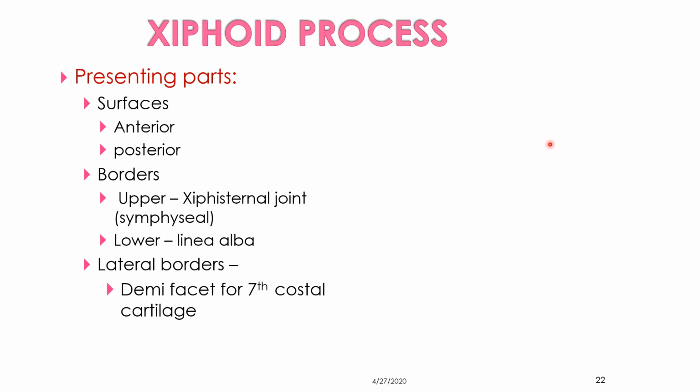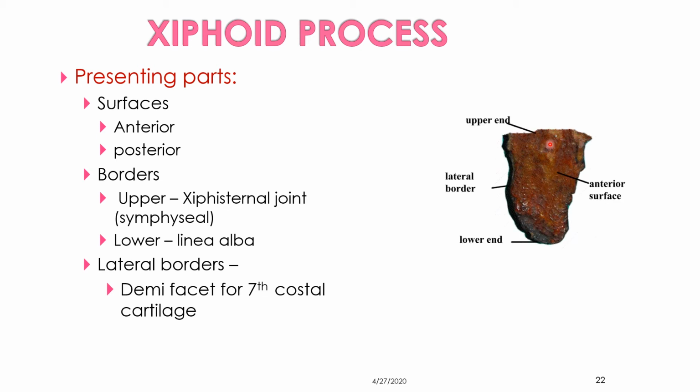What are the presenting parts? It also has two surfaces, the upper border, the lower border and two lateral borders. The anterior surface and posterior surface are the two surfaces. The upper border forms the xiphisternal joint, which is a symphysial joint, and the lower end gives attachment to the linea alba, which is formed by fusion of the three aponeuroses of the muscles in the anterolateral abdominal wall. The lateral borders will have a demifacet for the 7th costal cartilage.